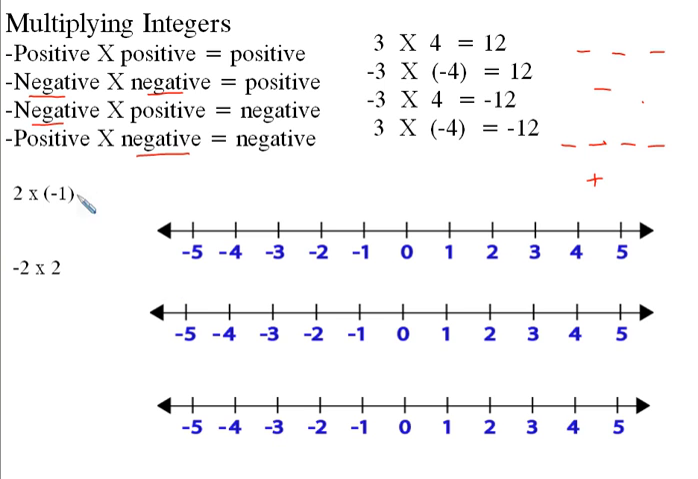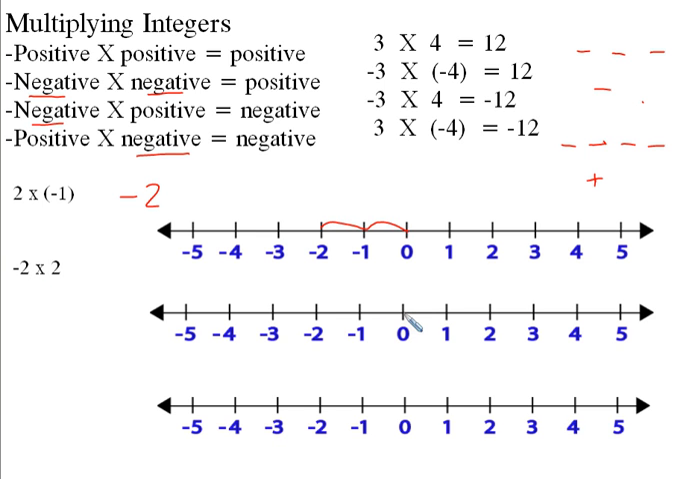So let's do a couple of problems here. This is 2 times negative 1. Start off at the 0 here. 2 times negative 1. That's just 2 sets of negative 1. So 1 set of negative 1, 2 sets of negative 1. Well, 2 times 1 is going to be 2, and then you got to figure out that negative sign. So it's negative 2.